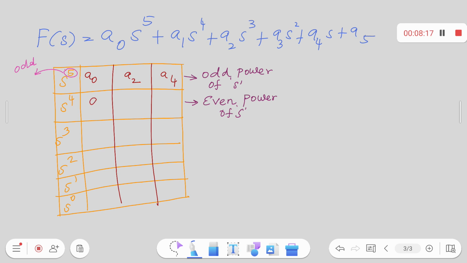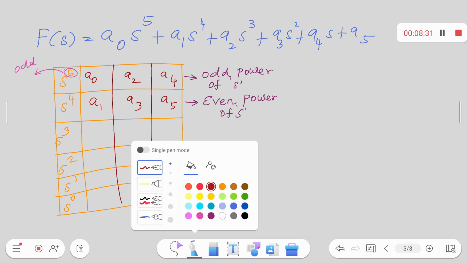So for even power I have a1, a3. Include your constant as even power. Always include your constant. A5 is the constant here, so include that in even power. So this is my preliminary step in my Routh array.